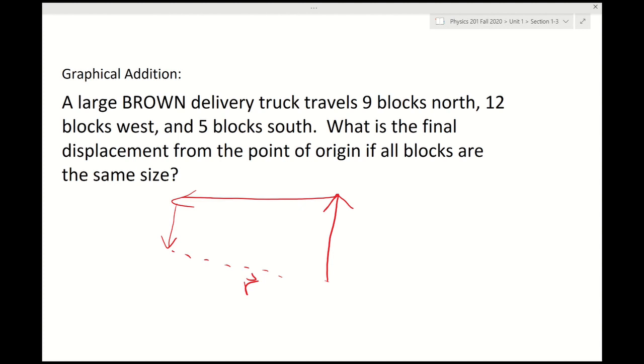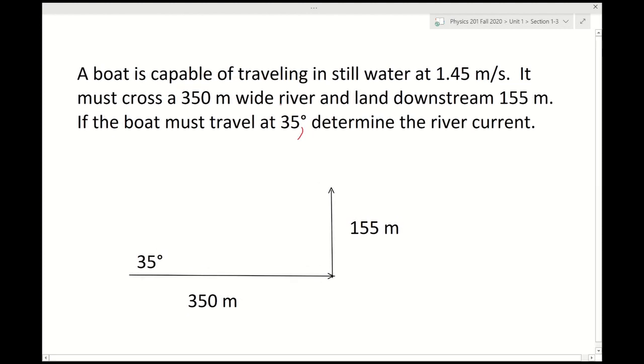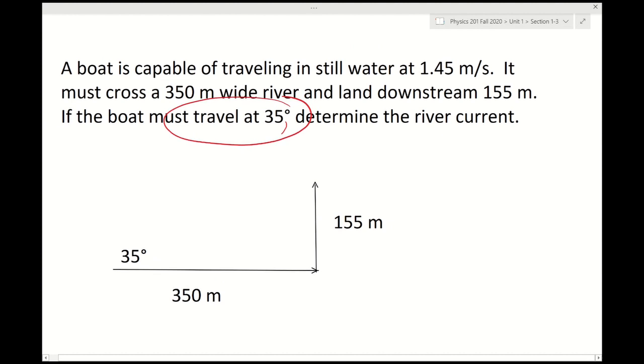A boat is capable of traveling in still water at 1.45 meters per second. It must cross a 350-meter wide river and land downstream 155 meters. If the boat must travel at 35 degrees, determine the river current. So what we need to do is find out how the boat needs to move. Now, if it has to move at 35 degrees, there's some parameter that must travel. What this says is that the velocity is 1.45 meters per second, and the angle is 35 degrees.